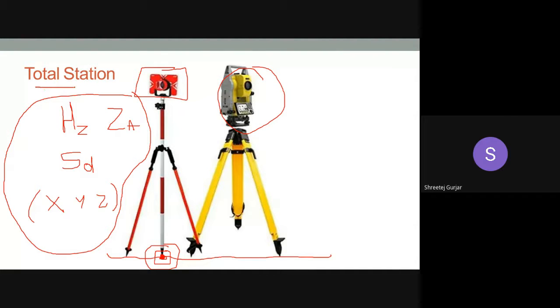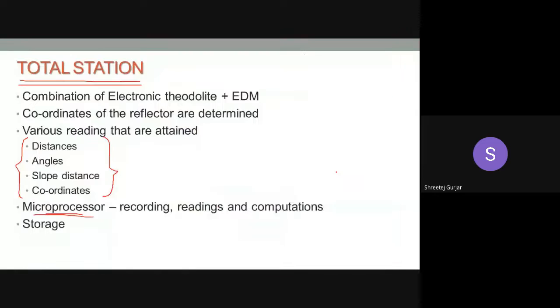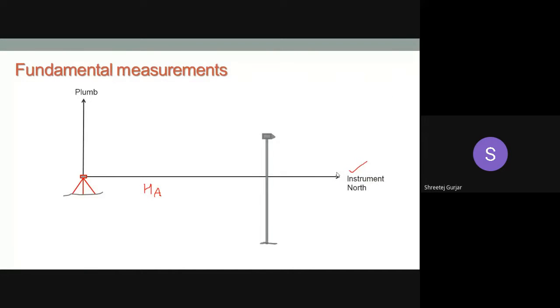Okay, so coming to a few other things, if you ask me what kind of rays this particular total station uses, it usually uses an infrared beam. It will shoot out an infrared beam, and that is reflected by the reflector, and it will come back and be measured by the sensor. Okay, so the phase difference is used to measure the various fundamental measurements. Okay, so this is regarding total station. If you have any doubts, if you want to ask anything regarding total station, you can ask.